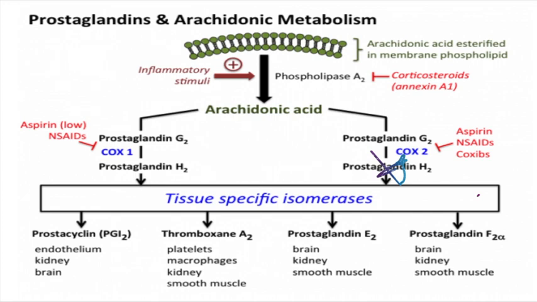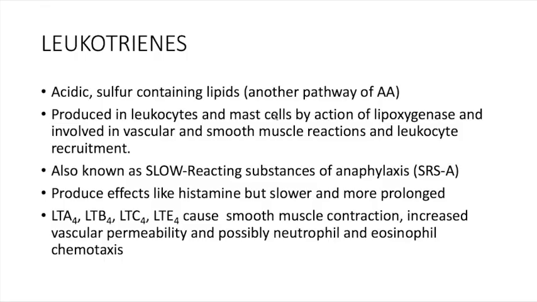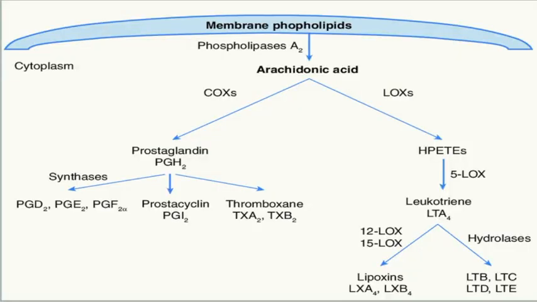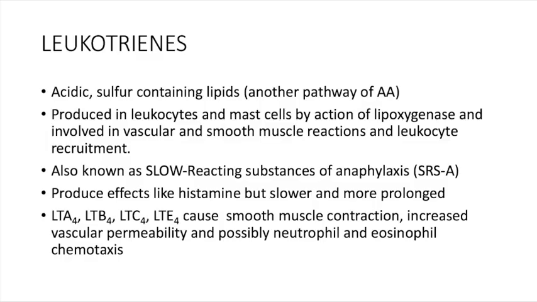You can see here we have corticosteroids. It actually inhibits up here at phospholipase A. So we would get no arachidonic acid release. Leukotrienes, so now we're looking at that other line. So we just did the COX line, so now we're going to do the lipoxygenase line. So that's the leukotrienes. Leukotrienes are acidic sulfur-containing lipids, just another pathway off of the arachidonic acid.